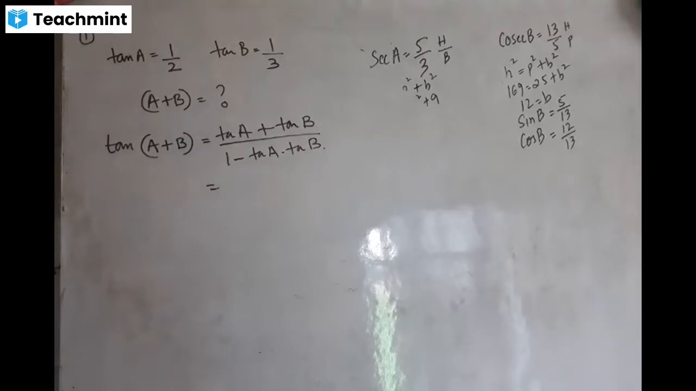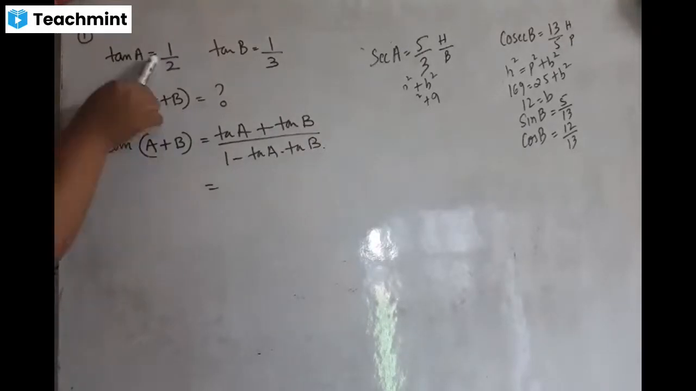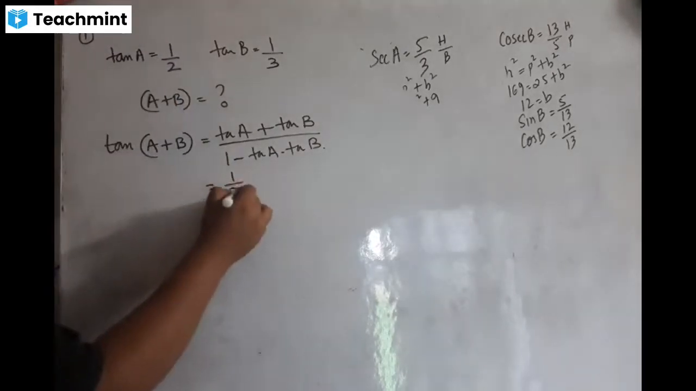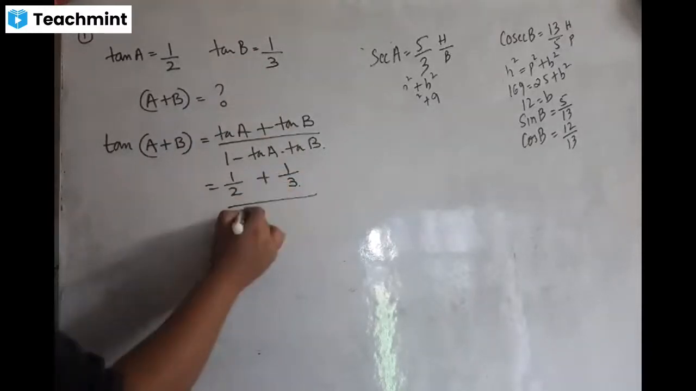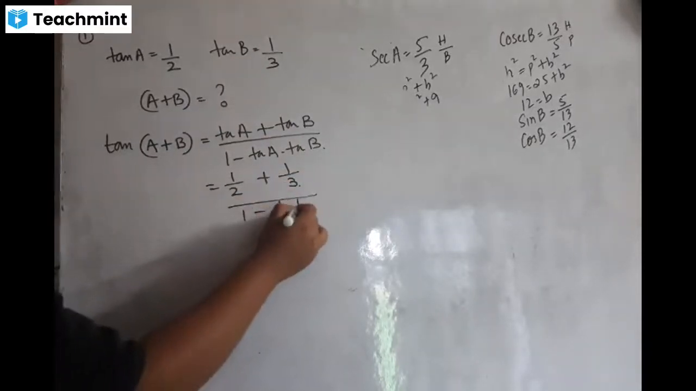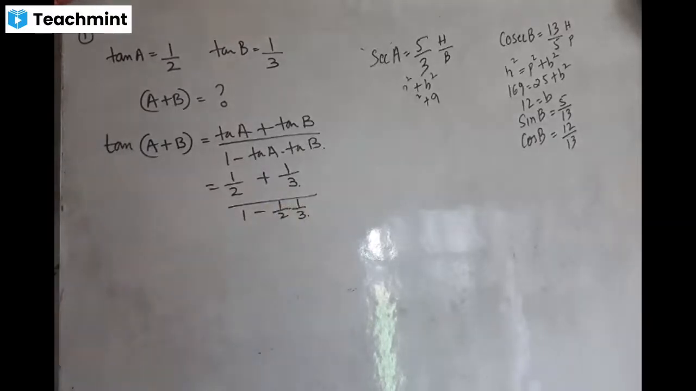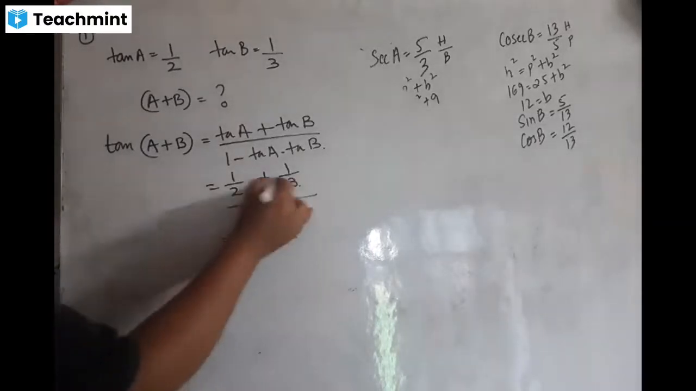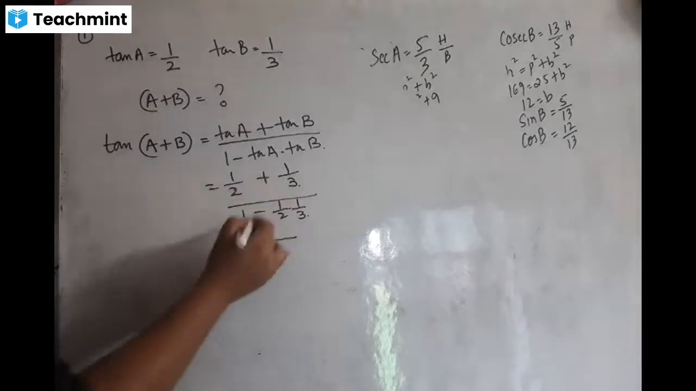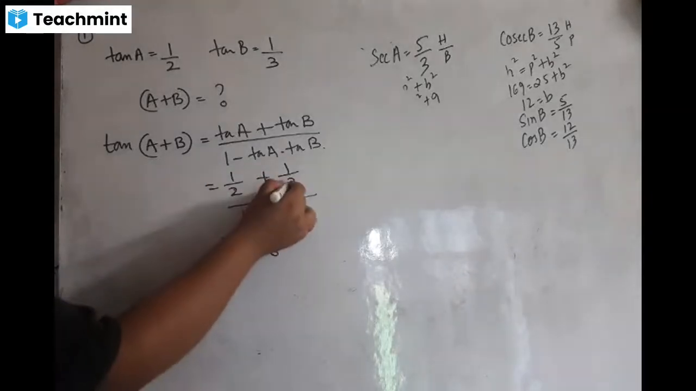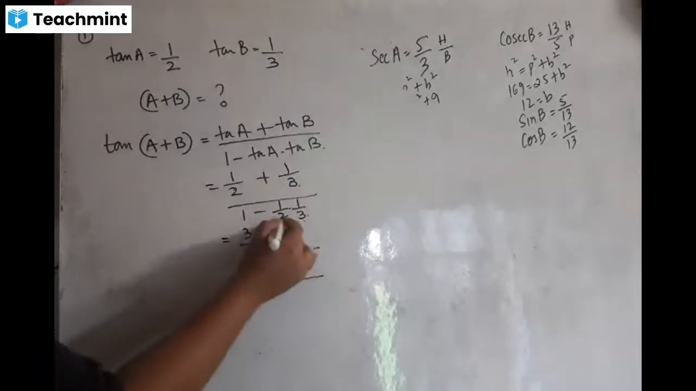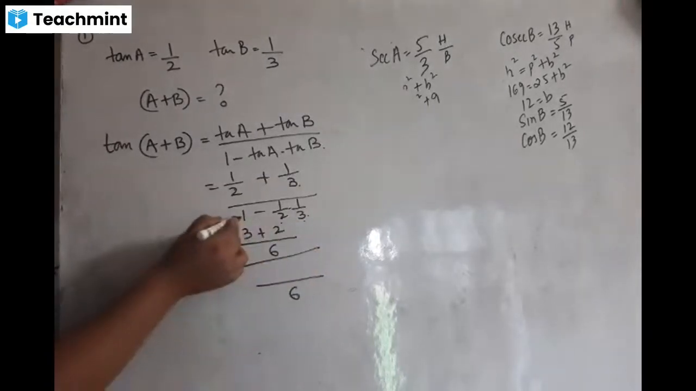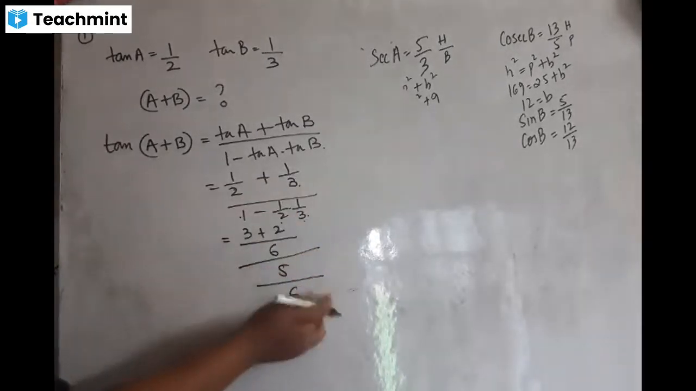So what is tan A? 1 by 2. What is tan B? 1 by 3, divided by 1 minus 1 by 2 into 1 by 3. LCM please. 3 and 2 is 6. So 2 how many times is 6? 3. 3 how many times is 6? 2. And in the denominator also the LCM is 6, because 3 2s are 6, 6 1s are 6, minus 1 is 5.